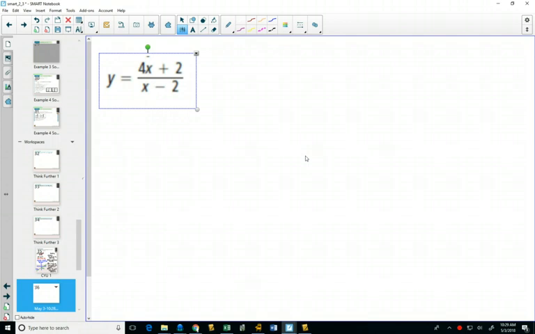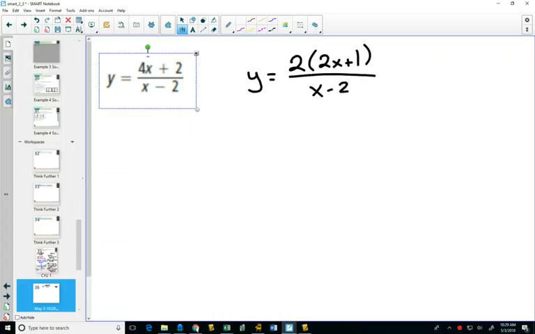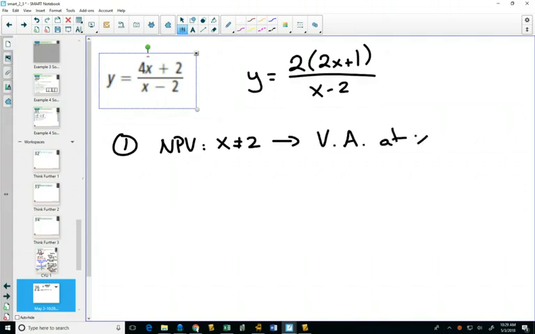All right, second one. As long as it's just a single point. I can factor the top, I can factor out a 2, which leaves me with 2x plus 1. But after factoring it, it doesn't cancel. So when we're talking about step 1 with our asymptotes, our non-permissible value, x can't equal 2. In this case, we have a vertical asymptote at x equals 2.